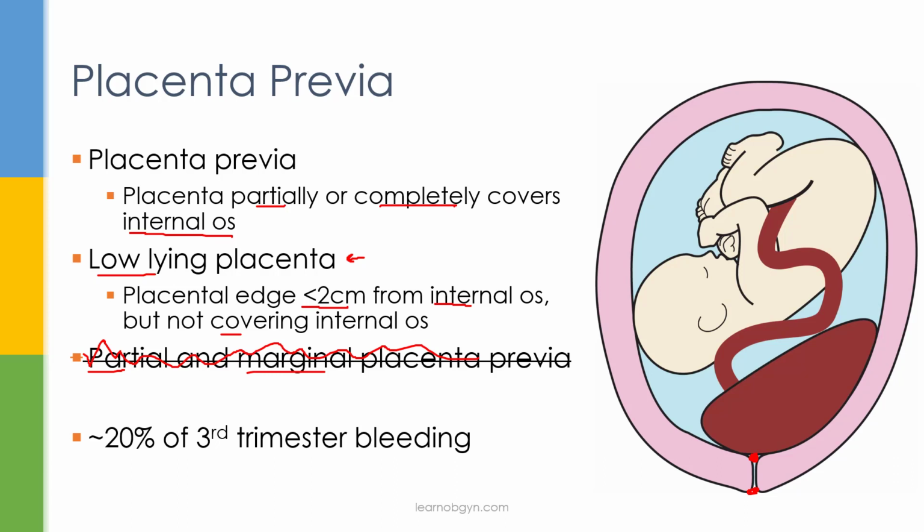Remember, placental abruption is the most common cause of abnormal third trimester bleeding, and this is followed by placenta previa, which is the second most common cause, and it covers about 20% of abnormal third trimester bleeding.